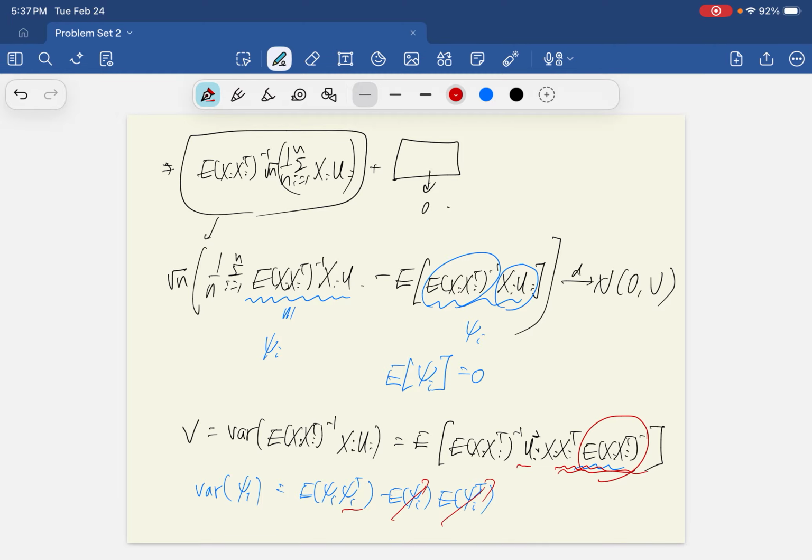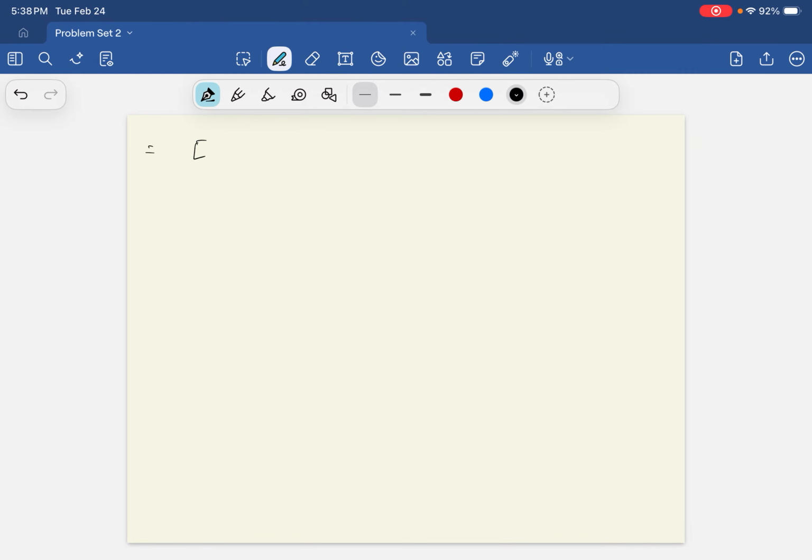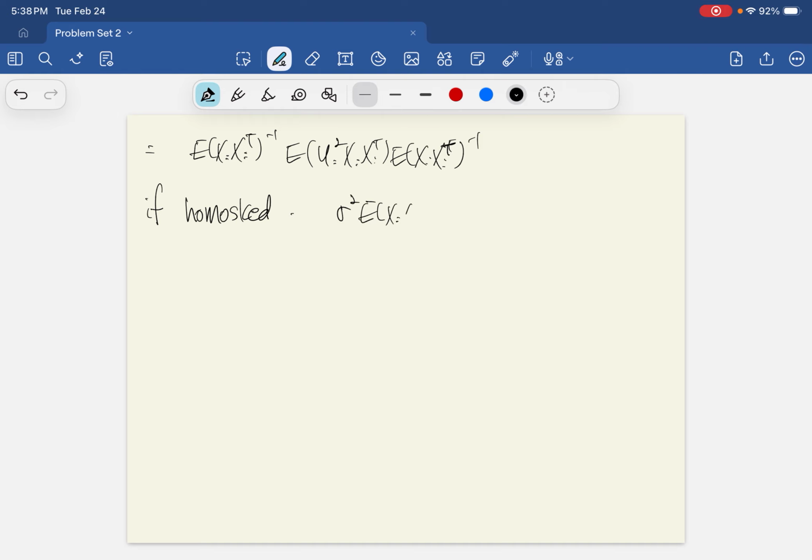Then, as you know, this equals the expectation of xi transpose inverse, times the expectation of ui squared xi transpose, times xi transpose inverse. The sandwich formula is the final result. And if you assume homoscedasticity, it will simplify to this form, the common undergraduate-level OLS variance. Okay, this is the theoretical part.